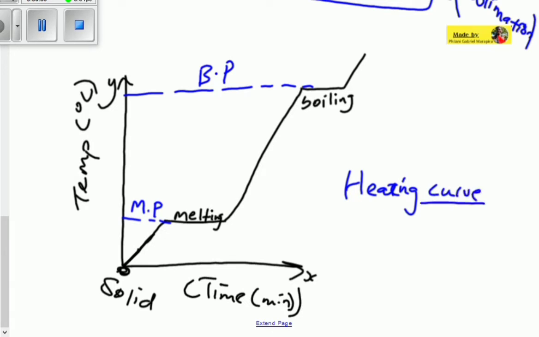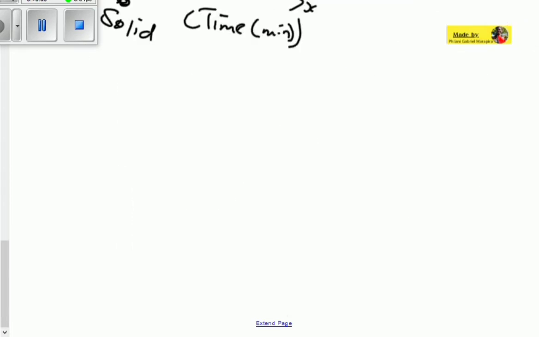Why do we call this a heating curve? It is because there is heat applied. So for a solid to melt, take for example ice, to melt it you apply heat. So this is a heating curve because it is explaining how water changes from solid up to the gaseous state through heat. So let's look at what is called a cooling curve.